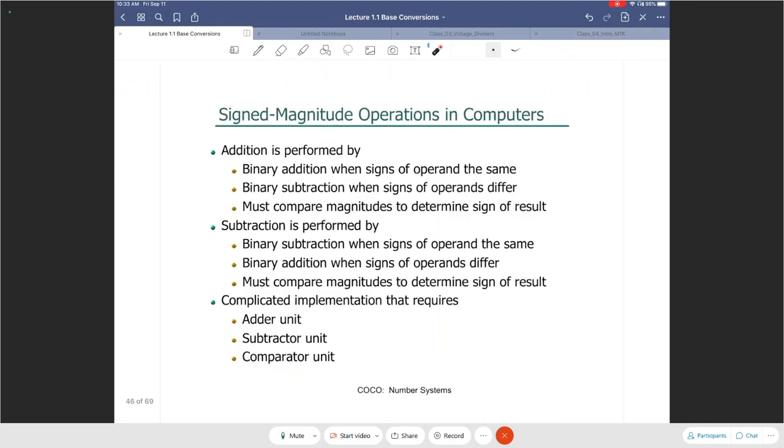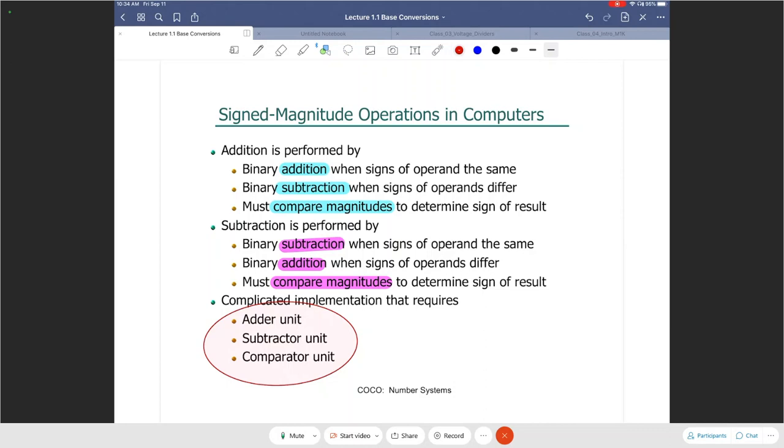Now, this slide essentially summarizes the things that we just talked about. For addition, we need an adder unit, we need a subtractor unit, and we also need a comparator. To do subtraction, we need subtraction or addition, depending on whether the sign of the operands is the same or different. And we looked at examples for doing that. And also a comparator to determine the sign of the result. All of that ends up needing these three units: adder, subtractor, and comparator.